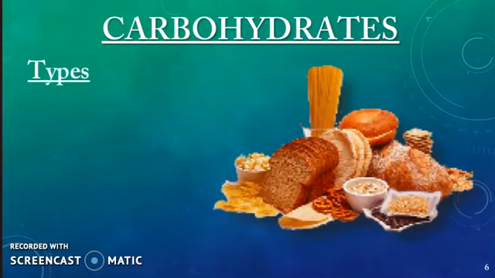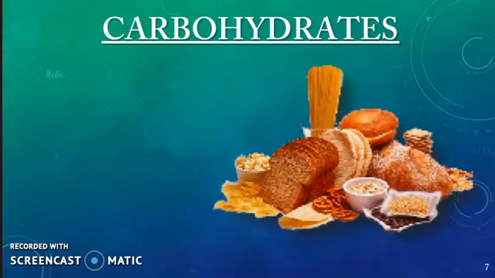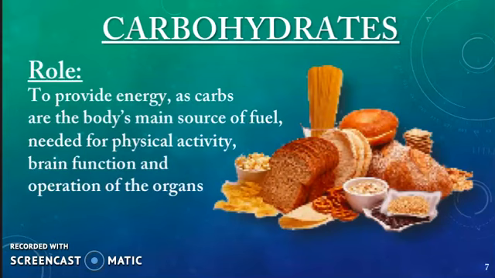Okay, types of carbohydrates. I'm going to break this down into three. There are saccharides, which is really just a scientific name, or fancy name, for sugars. Then there are starches and fibers. Okay, what is the role of carbohydrates? The big role for carbohydrates is energy. This is our main source of fuel for our bodies.